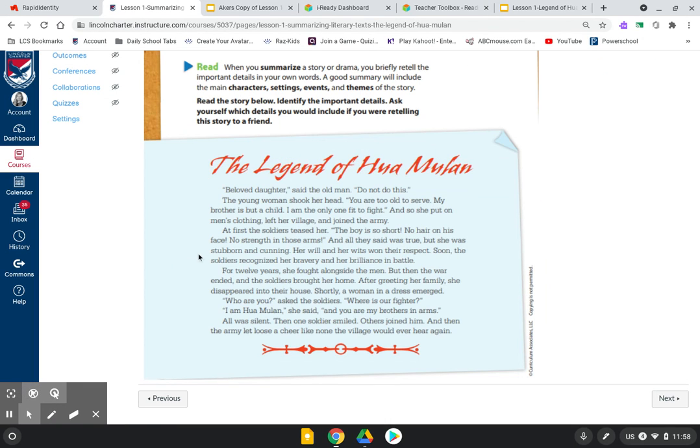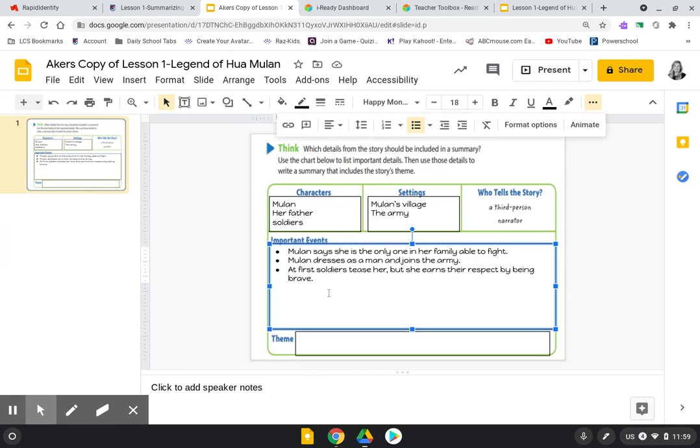All right, in the next paragraph, it talks about how the soldiers are teasing her based on what she looks like. But eventually she uses her will and her wits to win their respect, and then they actually start to recognize her for her bravery and her brilliance in the battle. So to include that, in your next detail: at first soldiers tease her, but she earns their respect by being brave.